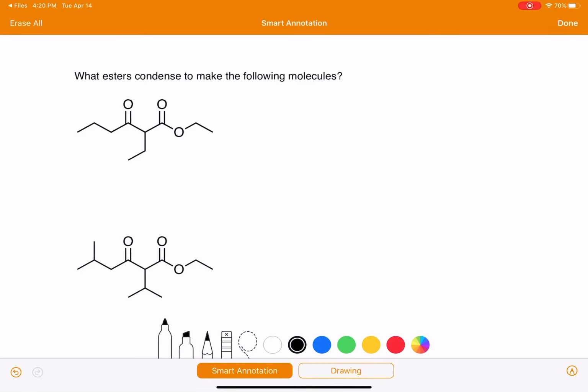The next thing we're going to look at is retrosynthesis, Claisen condensation reactions. So this type of question is giving you one of these products, this dicarbonyl, and it's asking if you want to do a Claisen condensation to make this particular molecule, what esters would you need to react together to make this molecule? How would we go about doing this?